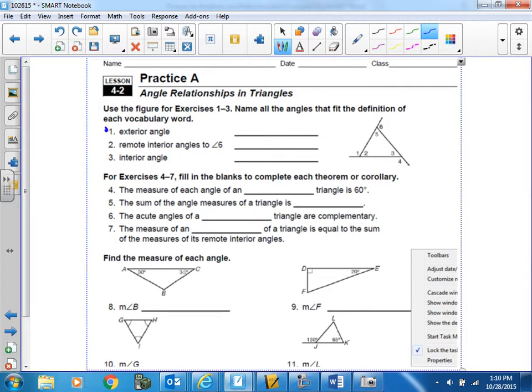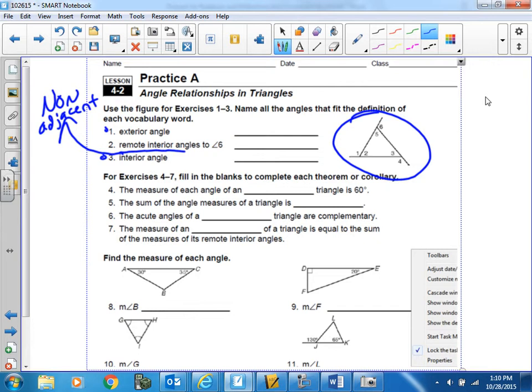Number one, you should be able to do. It's referencing this diagram right here. Number three should be something you could do. Now, this word remote interior, in your notes, we classify these as non-adjacent. So if you look at angle 6, that's this angle right here. It's actually an exterior angle, so that gives you one of the answers for number one.